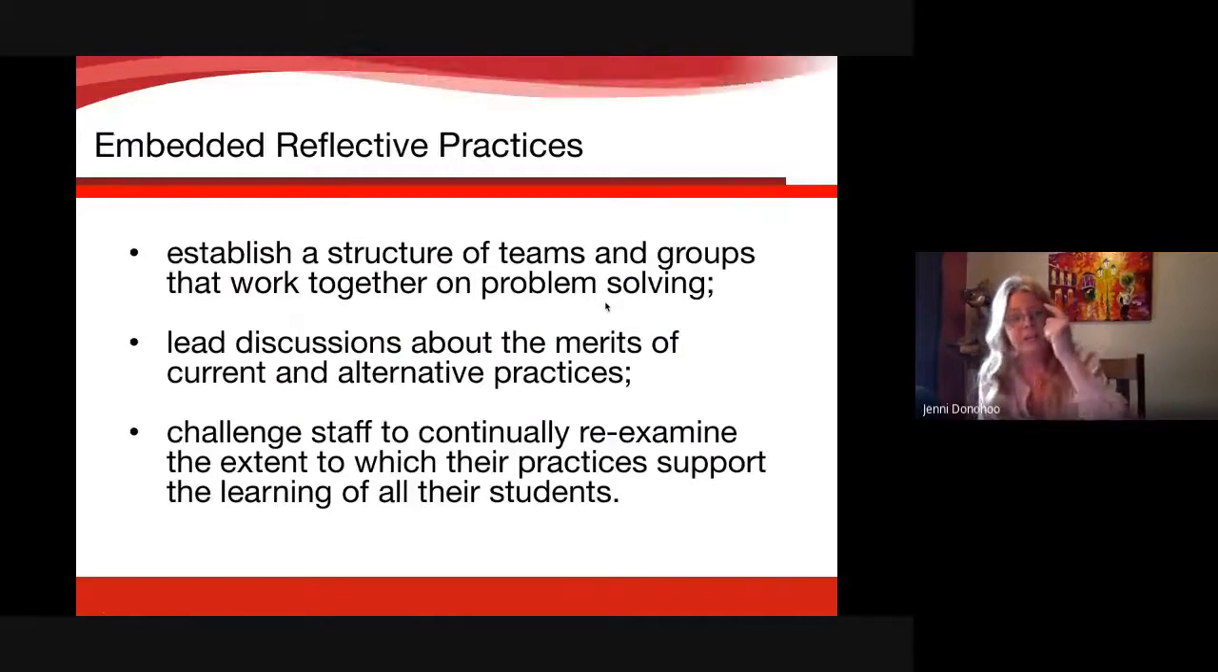And finally, the notion of embedded reflective practices: ensuring that teachers have times to engage in structures that allow them to problem solve, where they're identifying problems or dilemmas of practice related to student learning, and engaged in a cycle of inquiry where they try things in their practice and come together to see, did it make an impact? You can also lead discussions about the merits of current and alternative practices, and challenge staff to continually re-examine the extent to which their practices are supporting the learning of all students.